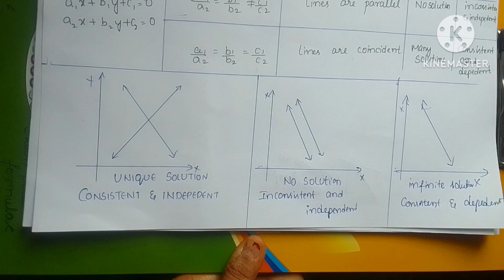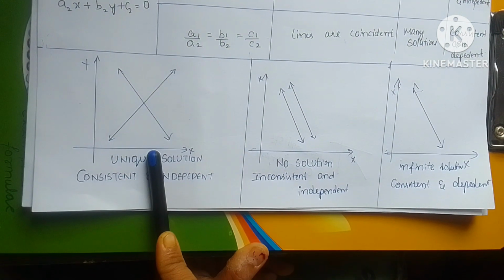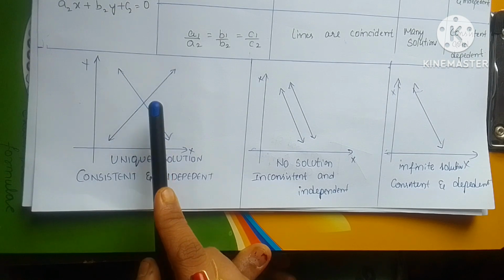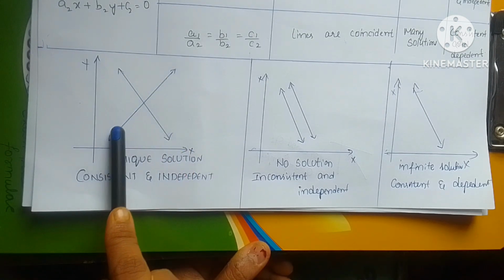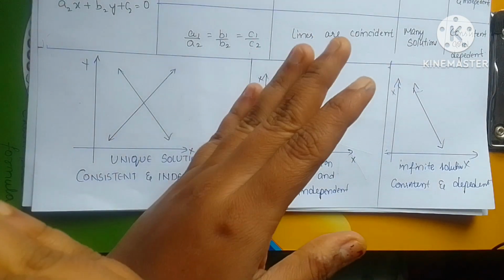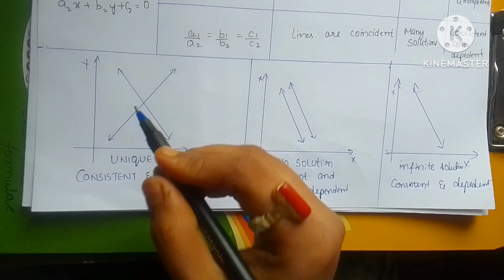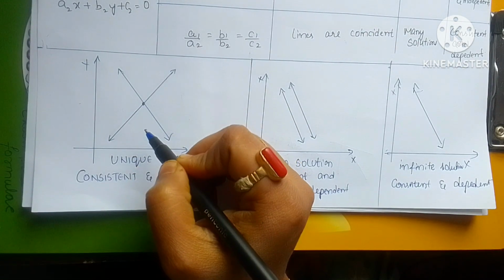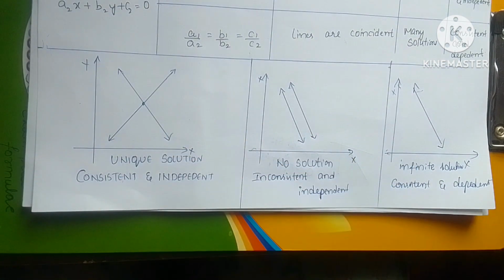So these are the graphs representing this. These are the intersecting lines. Intersecting lines means one line crosses the other line, they intersect like this. There will be only one solution. Why only one solution? It will meet at only one point. So we will have only one solution. So this is consistent and independent.